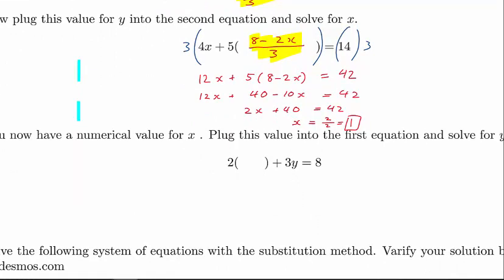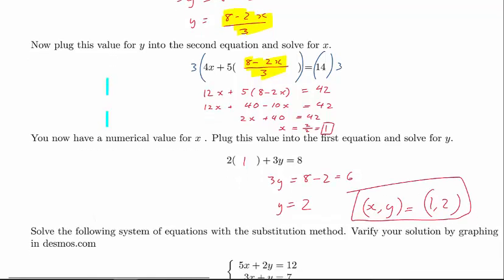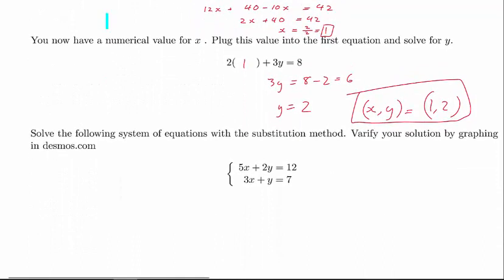We are now going to use this x value to find the value of y. So we do this by plugging our value for x that we found right here into the other equation. And so we put that in right there. And now we solve for y. And we find that y equals 2. And so we've got our ordered pair set here. x and y equals 1 and 2. Which we've already verified earlier.